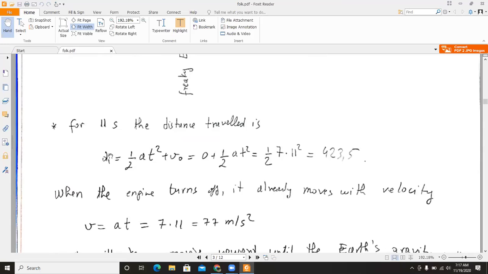So what is the distance it makes in 11 seconds? V0 is 0, because it starts from the ground and is not moving, plus half a t squared. What is this a? It's accelerating upwards, so it's 7. 7 times 11 squared, divided by 2. Until the engine shuts off, it's about 423.5 meters. At this height, the engine is not working.